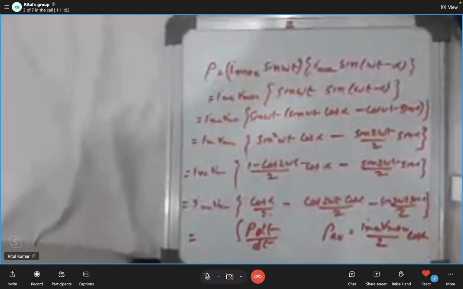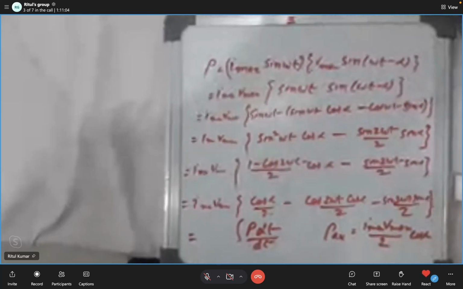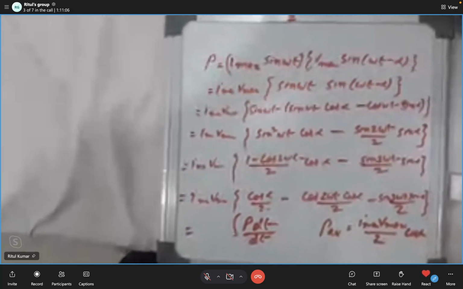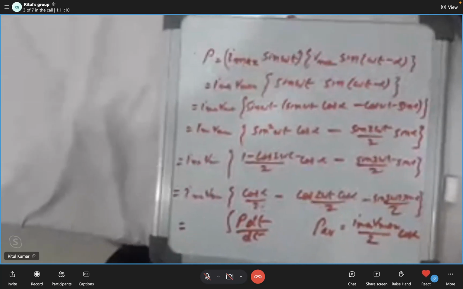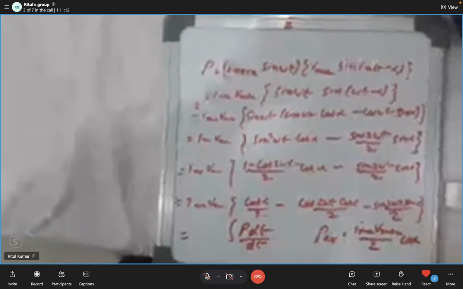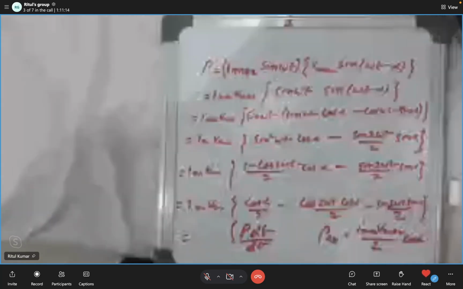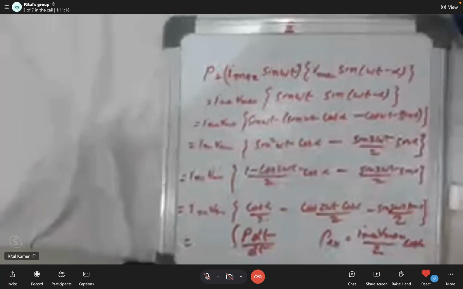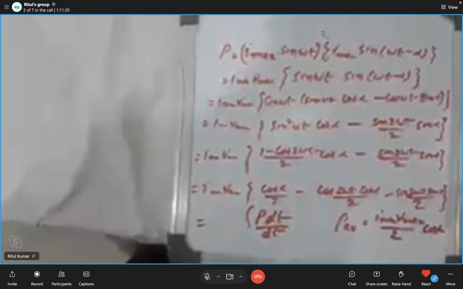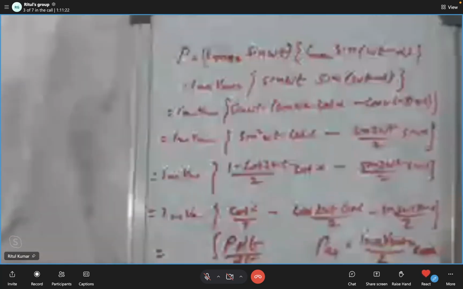Okay. And what I was referring to, wattless circuit, of course, if cos alpha is 0, which we will be getting in the case of inductive and capacitive circuit, purely inductive, purely capacitive circuit. In that case, average power will be 0, right? Okay. So this being the case, for power, we'll be throwing more light on the same.